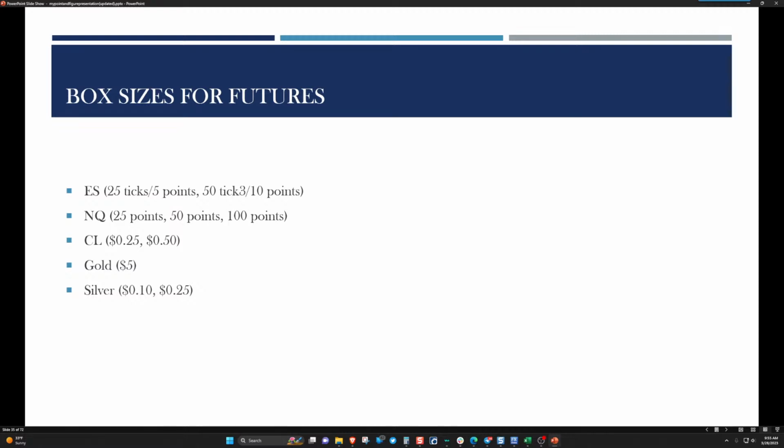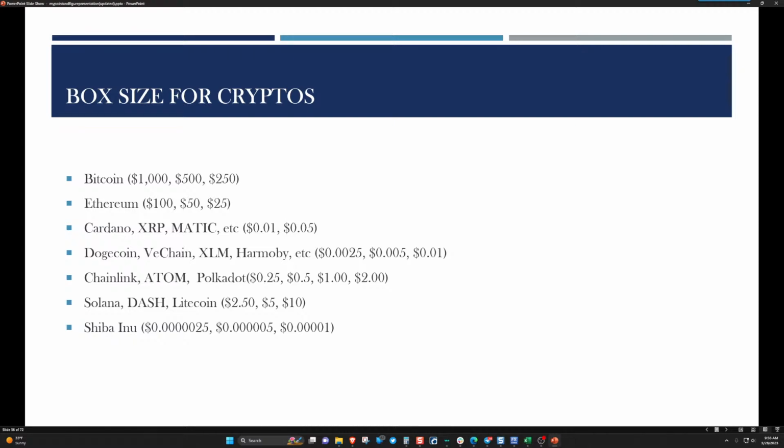Now, if you're using like the ES or the NQ, these are futures contracts. CL is crude oil, gold. You would put in not 0 point something. You would type in like 25 ticks, or that would be 5 points, or 50 ticks. I don't know what that 3 is there. There's a typo on my part. But these are the values that you would put in for these markets that I use. For Bitcoin, the box size, you would put in like a $1,000 box size, or 500 or 250.